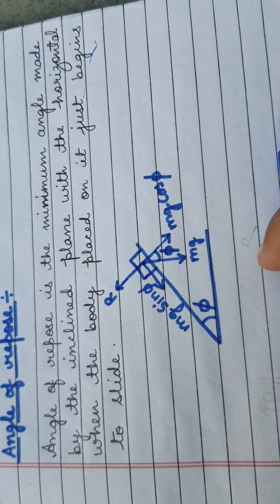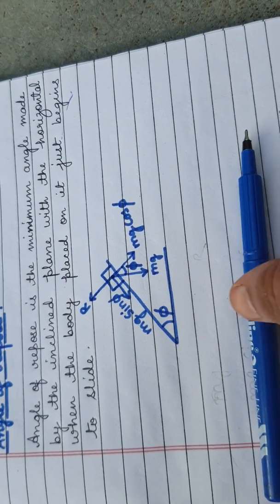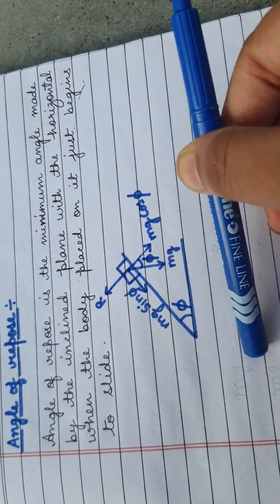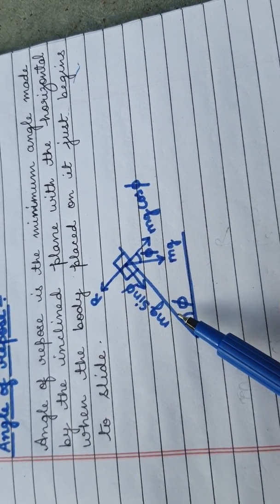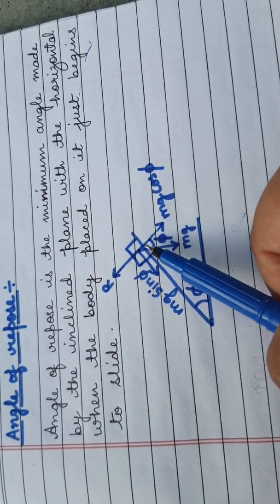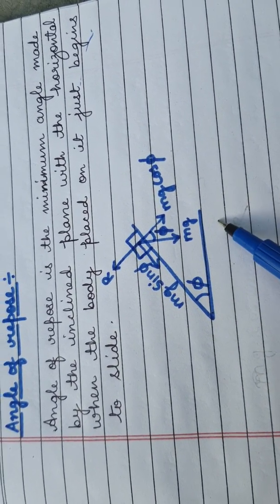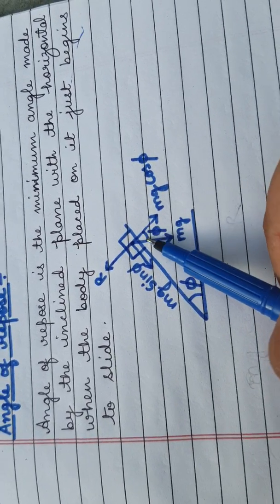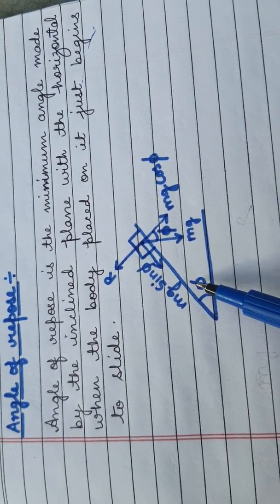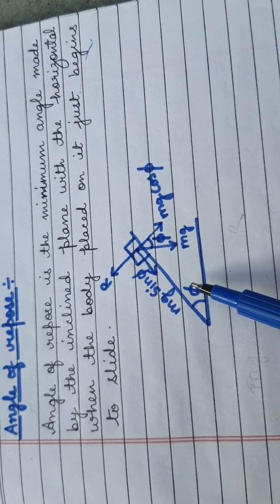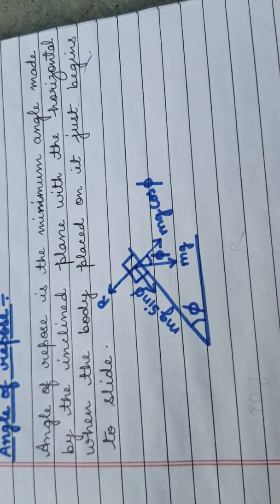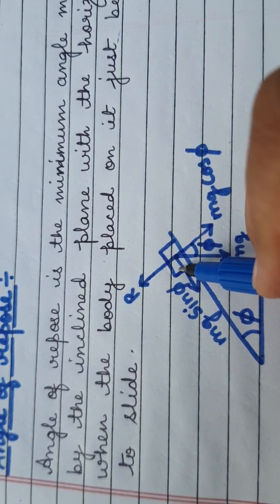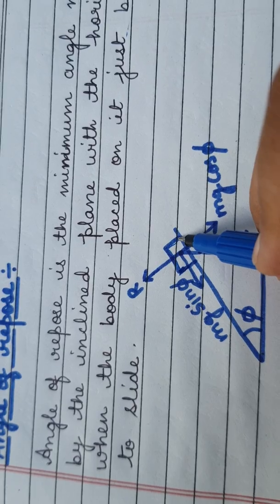Suppose we have a surface in which a body is kept. When we make the surface inclined, in the situation when the body is just sliding, this minimum angle of the inclined plane with the horizontal, for which the body just slides, is called the angle of repose. Here suppose we have an inclined plane and a body is kept on this inclined plane.